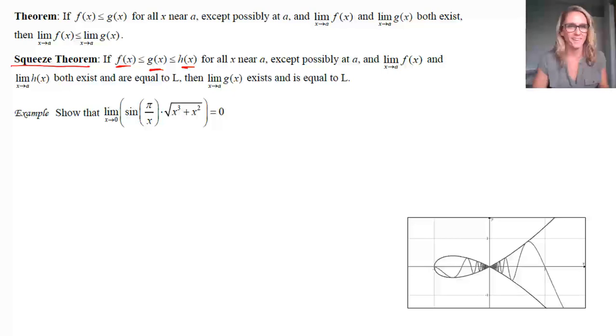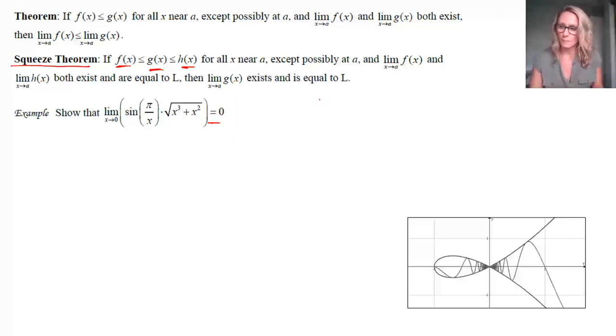Here's what I mean by that. So we're going to take a look at this limit: the limit as x approaches 0 of sine of pi over x times the square root of x cubed plus x squared. I get it, this function is crazy. But we don't have to worry so much about that. So we're just going to squeeze it. We already know that it's 0, we're just trying to show that.